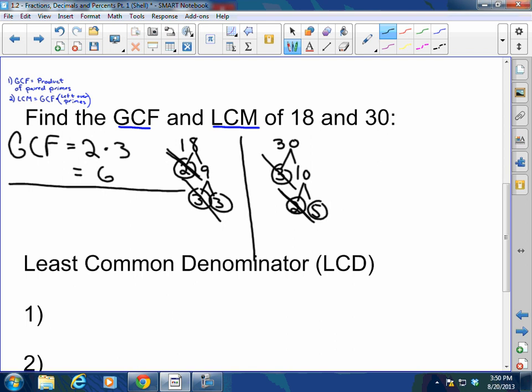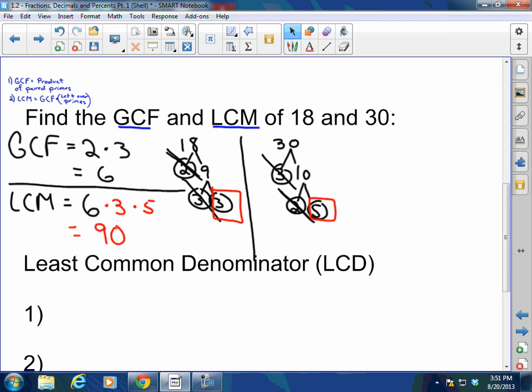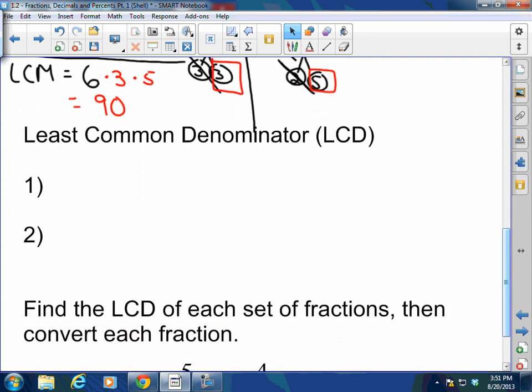Nice and easy. The LCM equals the GCF, which in this case is 6, times the leftover primes. The leftover primes in this case are this 3 that didn't have a match, and this 5 that did not have a match. And that's how you find your LCM. So 6 times 5 is 30, times 3, so 90. So 90 would be your LCM, and 6 would be your GCF. I hope that made a lot of sense, guys.